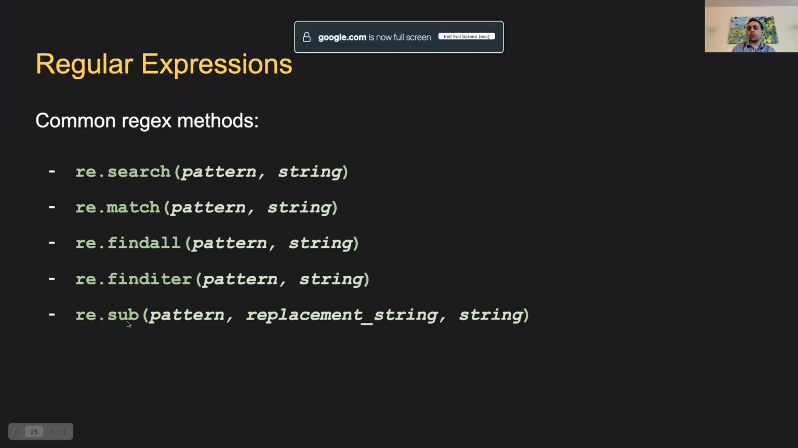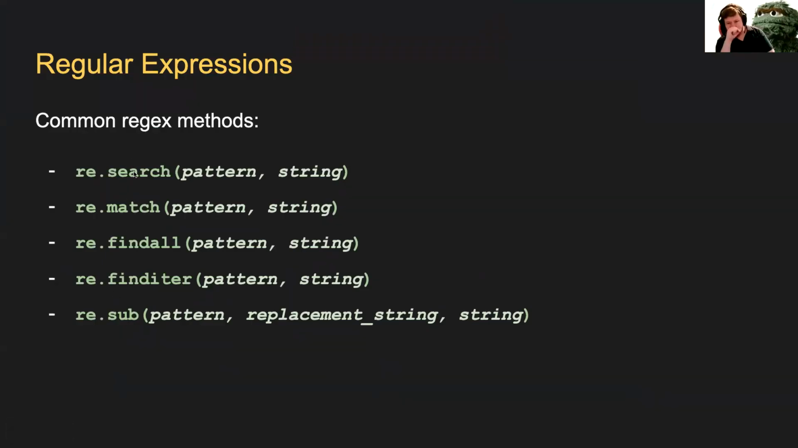All right, so these are some methods that you will often use with Python. There's search, there's match, findall, finditer, and sub. We'll talk about all 5 of these, or at least the first 4.